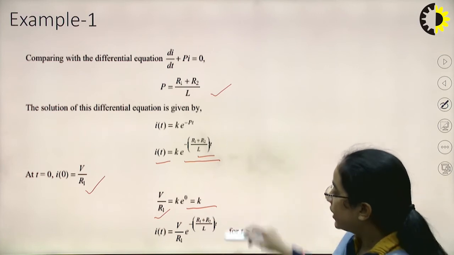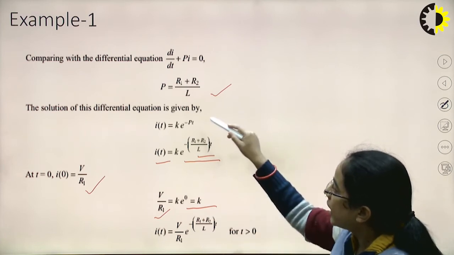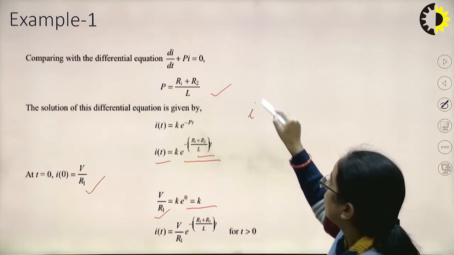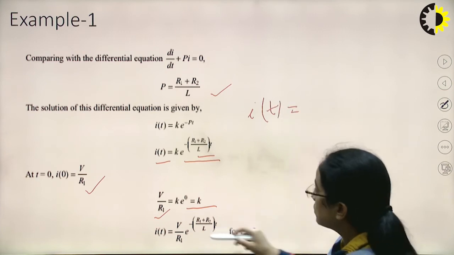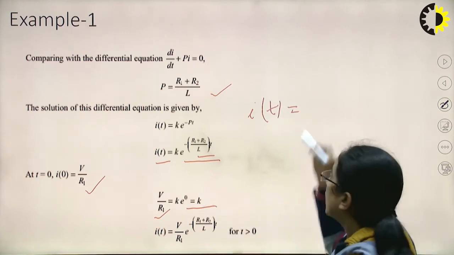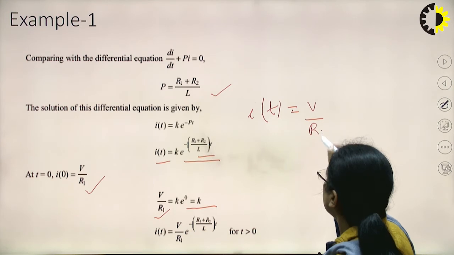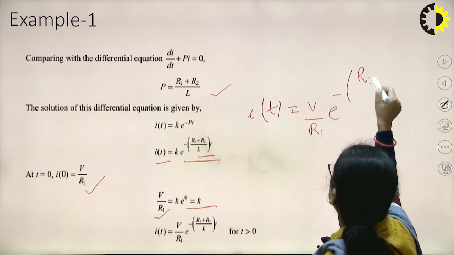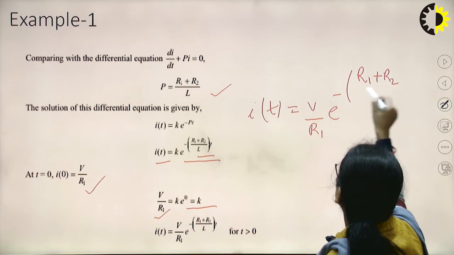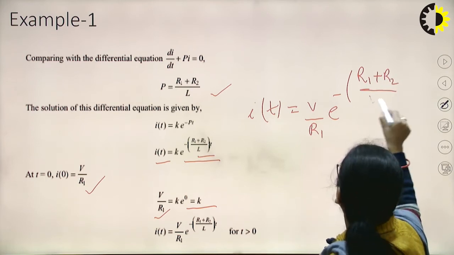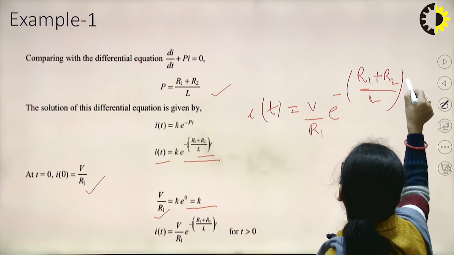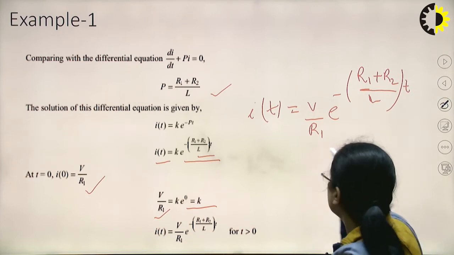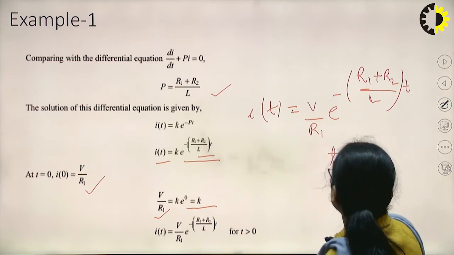Now we will write the complete solution. i(t) will be, because we had calculated the value of K as V by R1, V by R1 into e to the power minus (R1 plus R2) divided by L into t. So this is the complete solution for t greater than 0.